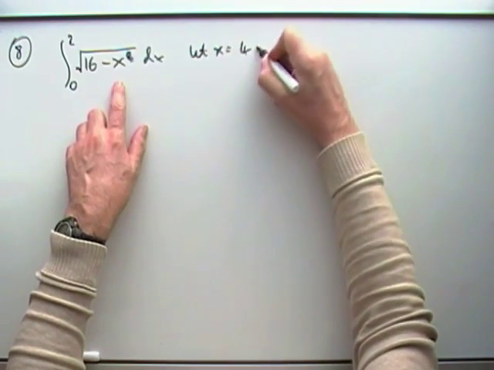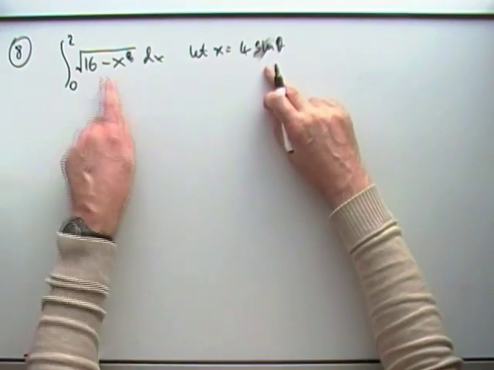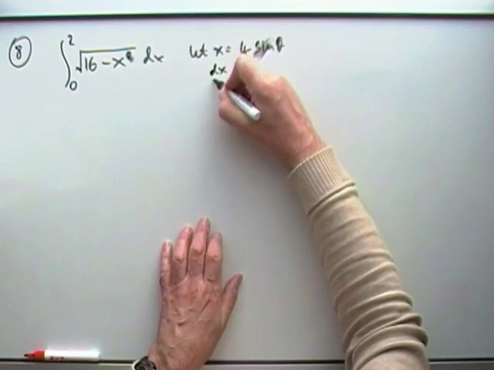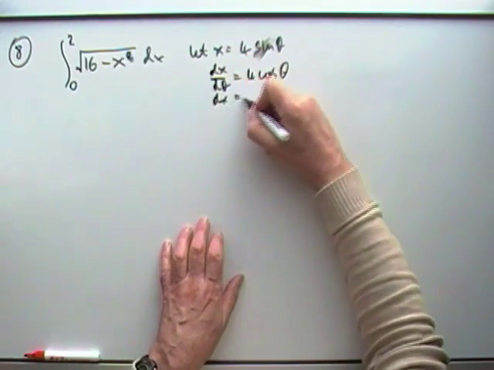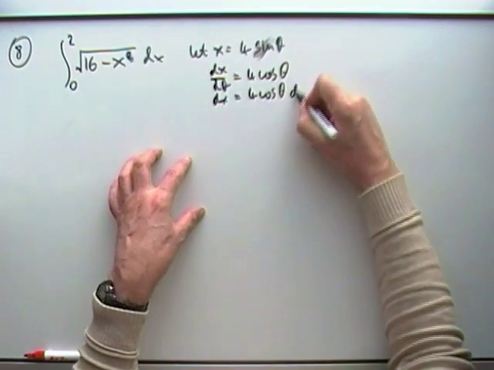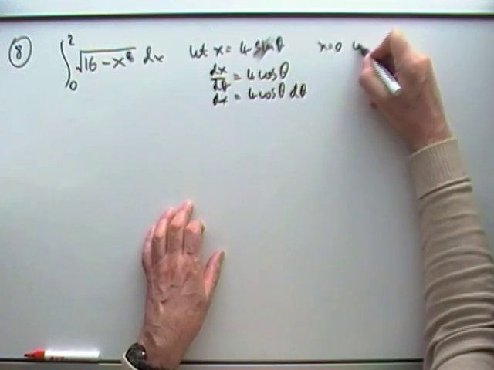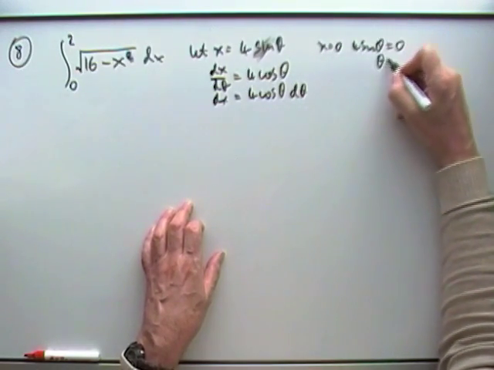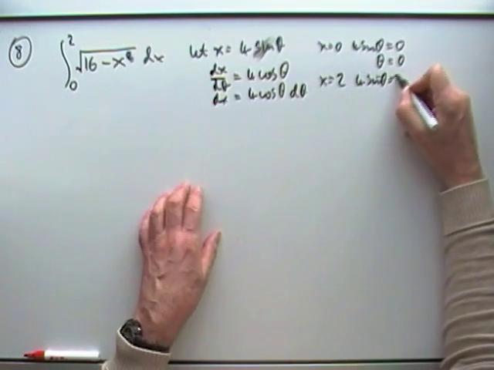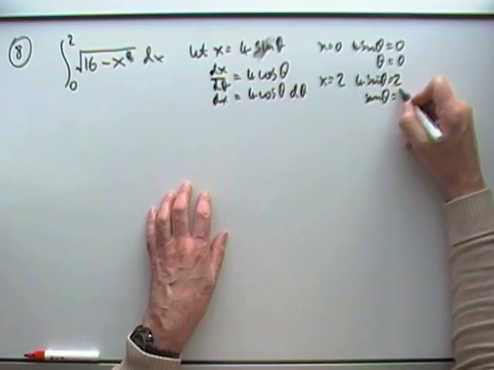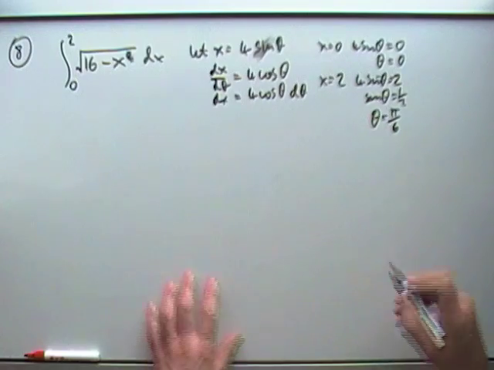Let x equal 4 sine theta, 4 to match the 16, which means that dx by d theta will be 4 cos theta. So dx will be 4 cos theta d theta. Change the limits at the same time. So if x is 0, 4 sine theta is 0, well that just means theta is 0. But if x is 2, 4 sine theta will be 2, so sine theta will be a half. That's 30 degrees, that's pi upon 6.